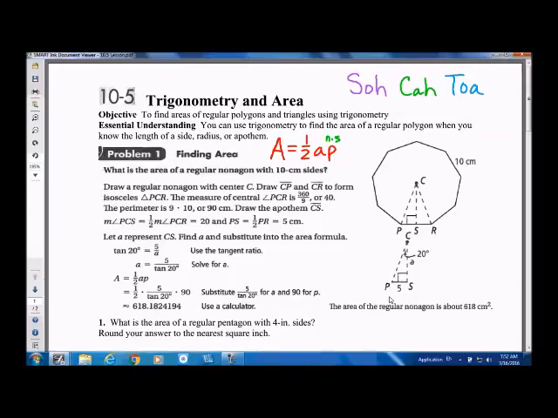We know the area of a regular polygon is 1/2 times the length of the apothem times the length of the perimeter, and perimeter is just the number of sides times the length of a side. So let's look at our first example here.